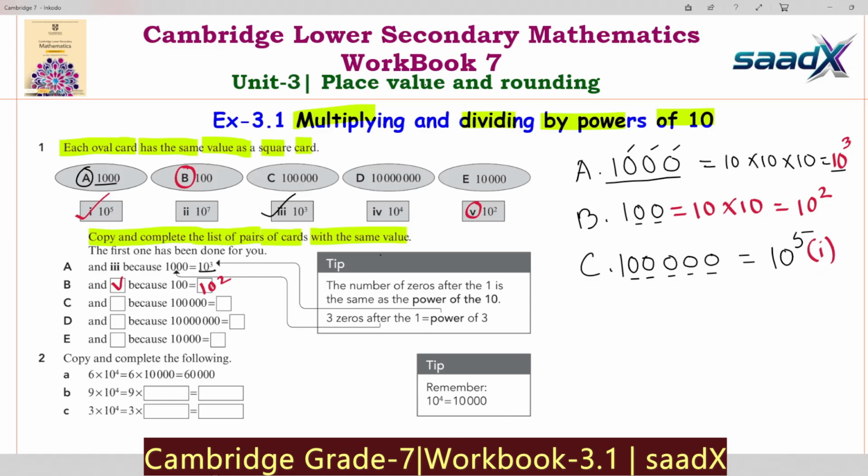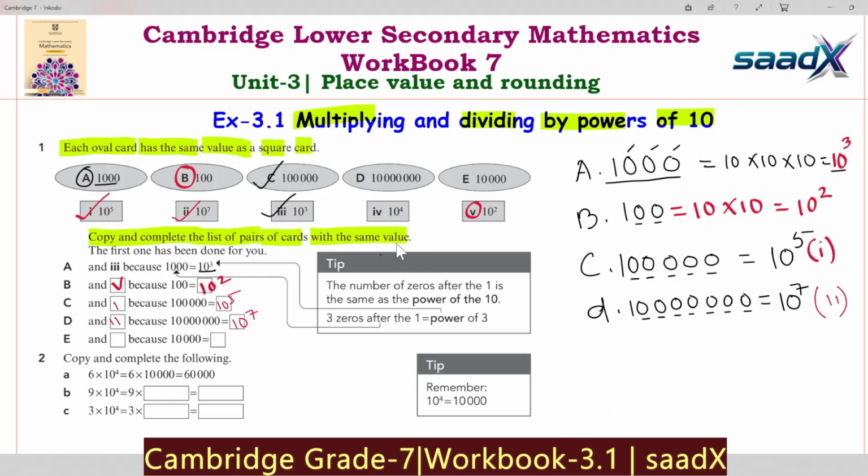Okay. Number D. So C will become 10 to the power 5. Number D: here is 1, then 0, then 000, again 000. 1 2 3 4 5 6 7 zeros. So it will be 10 to the power 7. So which one is 10 to the power 7? Number 2 is 10 to the power 7. So D will be number 2, because here is 10 to the power 7 and this one is 10 to the power 5. So 7 is number 2.